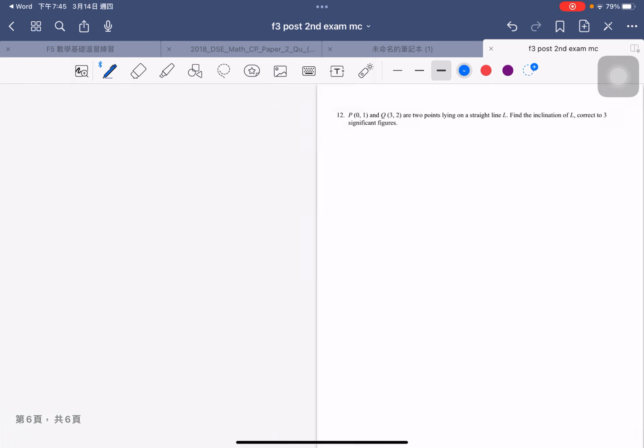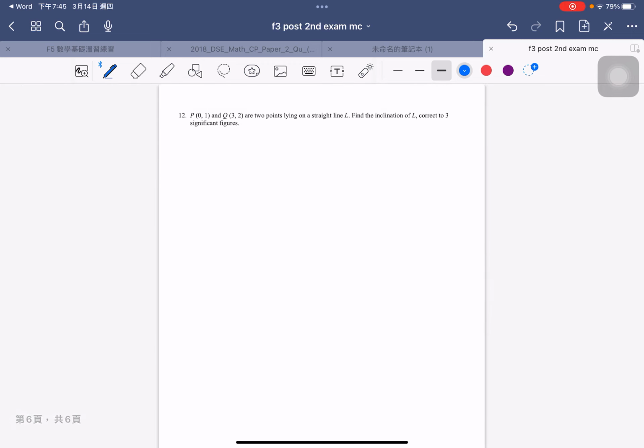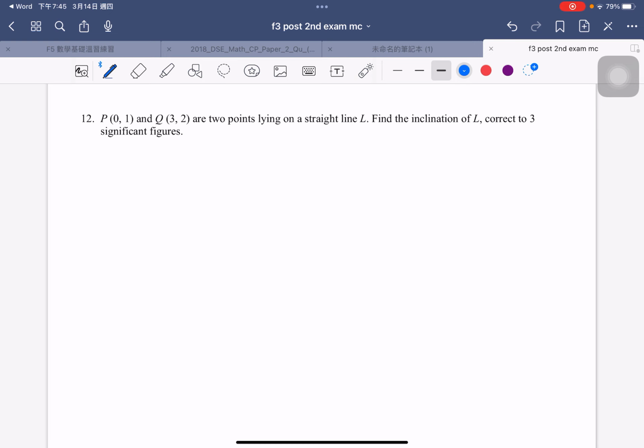Okay? So the last question is about the inclination. We have 2 points. You can probably just draw the points first. This is the x-axis and this is the y-axis. 0, 1 is here. And then we have 3, 2, so probably here. This is P, this is Q. There are 2 points lying on the same line, which is L. You need to find the inclination.